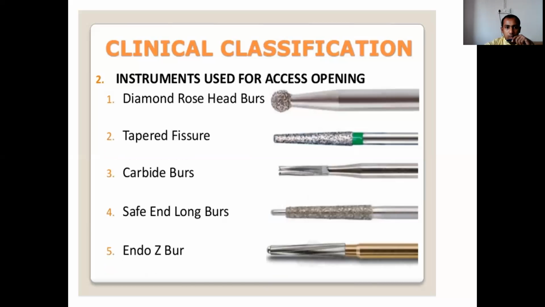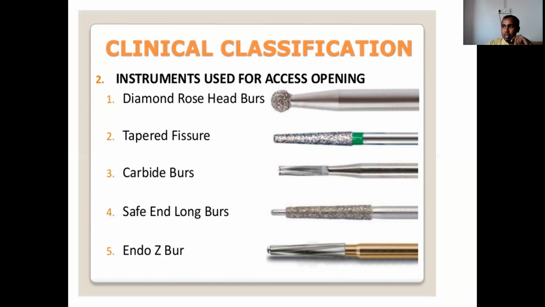Moving on to the various instruments used for access opening. As you can see in the diagram, we have the diamond round burr, tapered Endo Access burr, carbide burr, Safe-end burr, and Endo-Z burr. The first burr displayed is the round burr, which is mainly used to penetrate for around 0.5 to 1 mm.